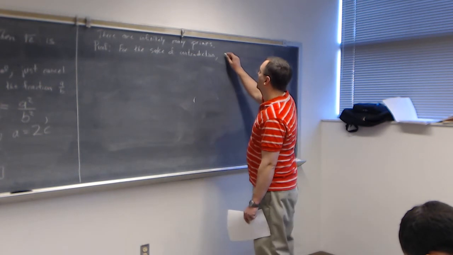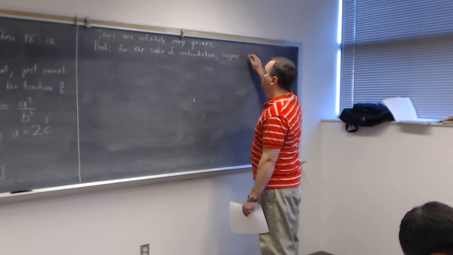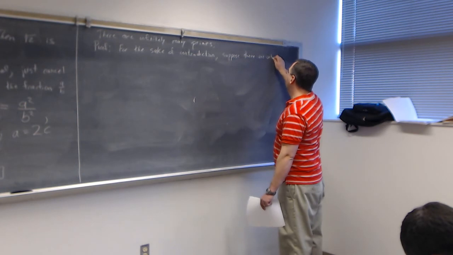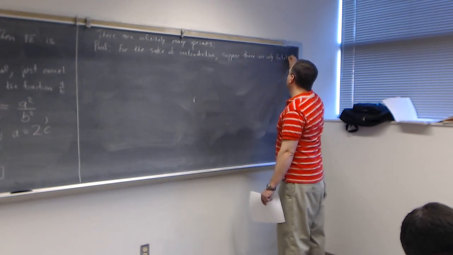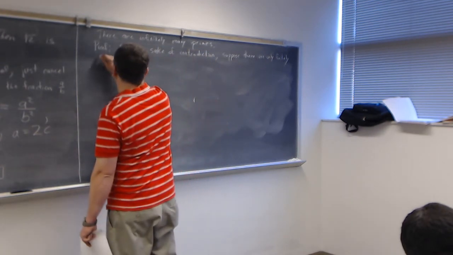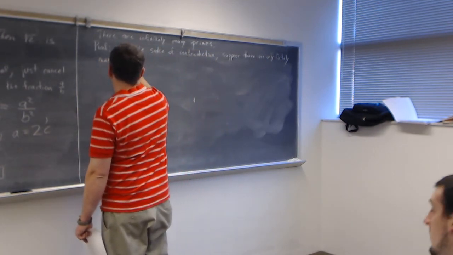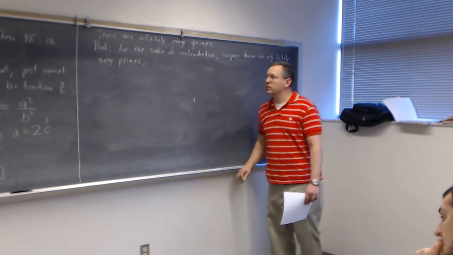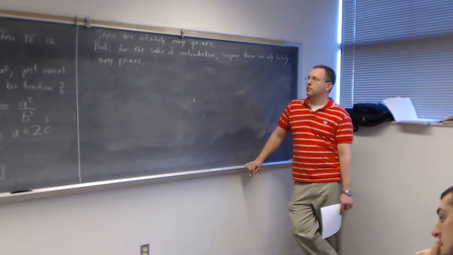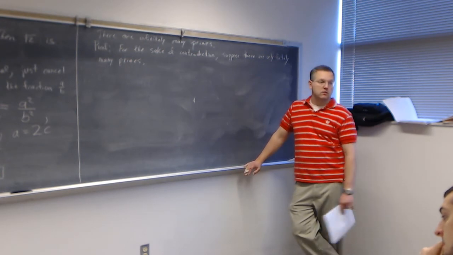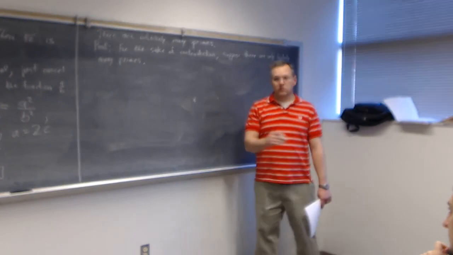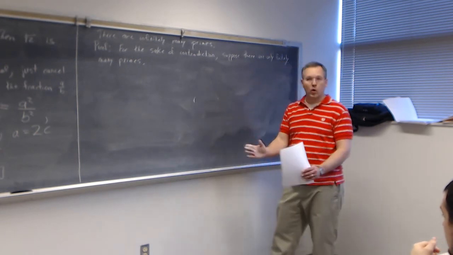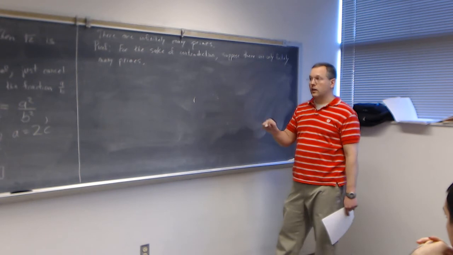For the sake of contradiction, suppose there are only finitely many prime numbers. If you want to get nitpicky, you could say, suppose there are not infinitely many primes. That's the same as saying there are finitely many. Finitely many means there's 1,000 or 2,000 or whatever. There's some fixed number of primes. These are the only ones. There might be a lot, but you could sit there and write them all out.